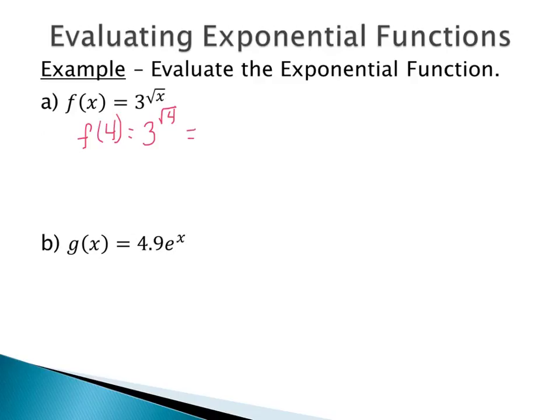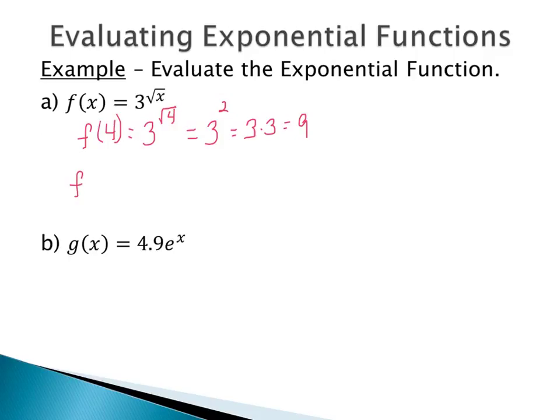If we evaluate this by hand, we'd be doing the square root of 4 first, which would be 2. So that becomes 3 to the second power. Well, 3 to the second means you're doing 3 times 3, or you could probably do that in your head, it's going to end up being 9. Let's try a negative number.